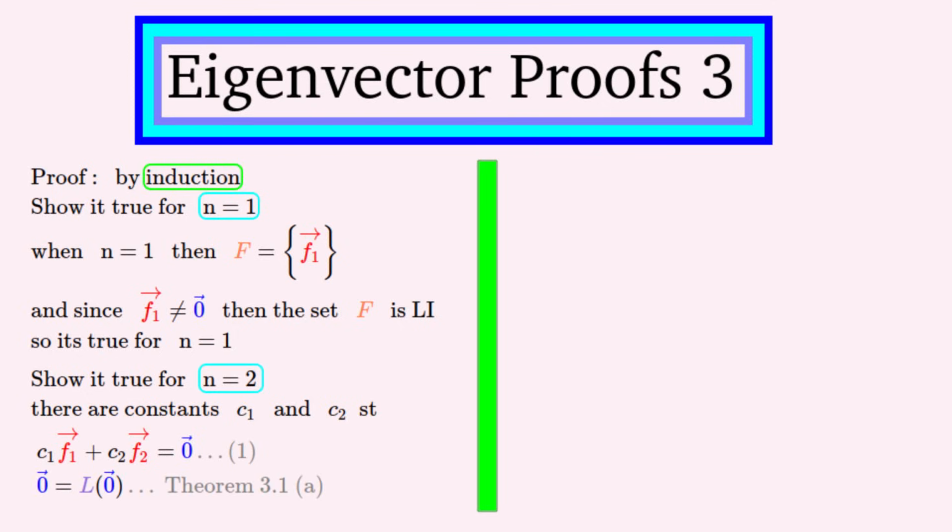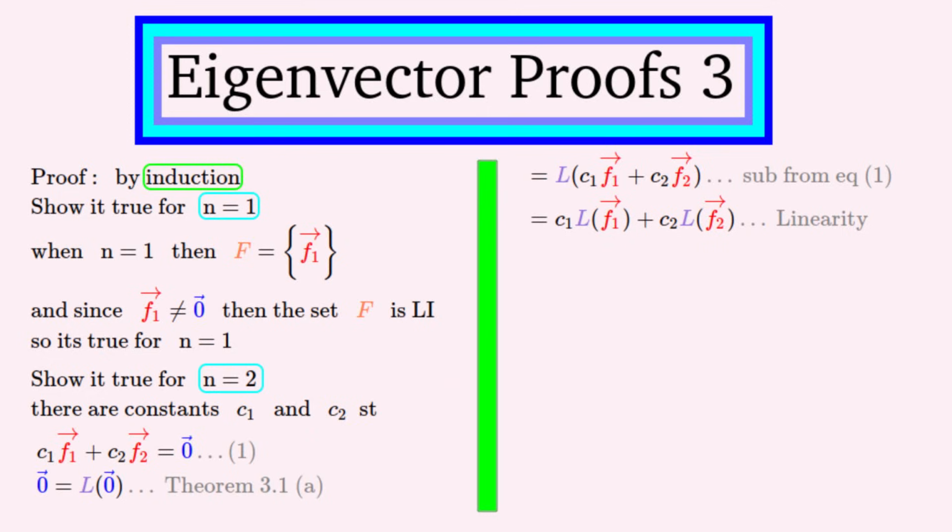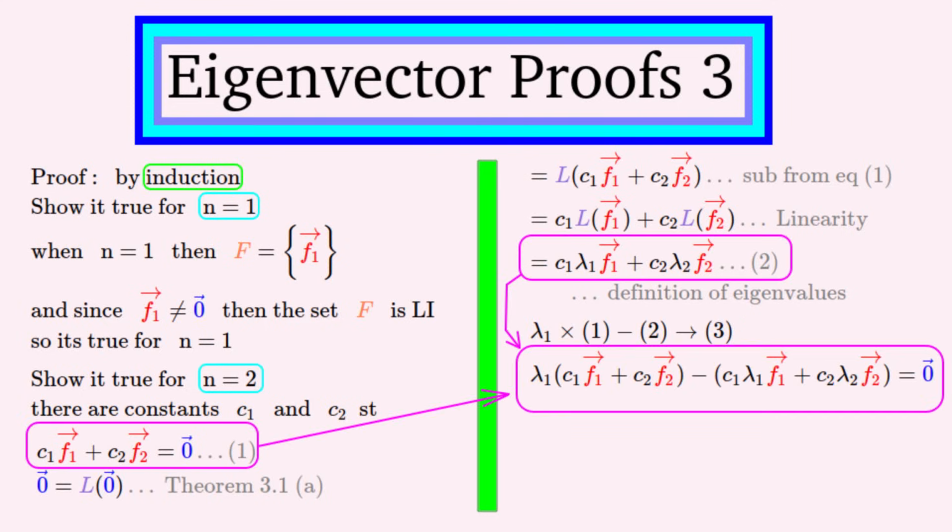We'll use a past theorem to write this equation. We can then substitute this equation in for 0 to get this expression. We can then use linearity to split up the function L like this. And then we can substitute the eigenvalues in for the linear transformation L, because they're eigenvalues of L and have this property. We can perform this multiplication and subtraction on these two equations to get this equation.